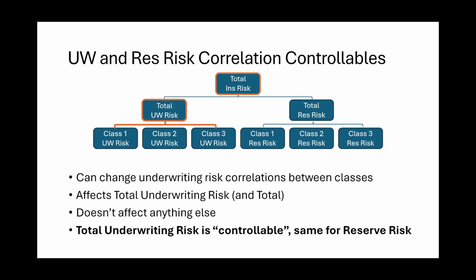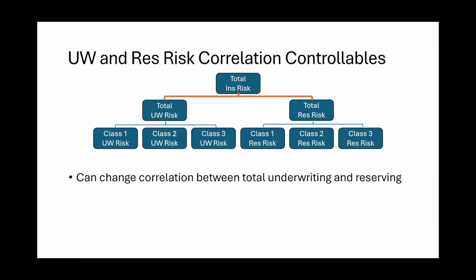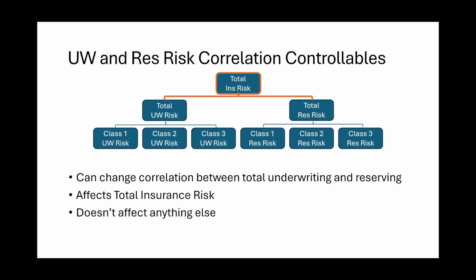So again, at this point, I would say that the total underwriting risk is controllable, and the same would be true for reserve risk. And in this structure, again, we can change that correlation strength between total underwriting and total reserve risk, and that's going to affect total insurance risk, and really nothing else. So total insurance risk, in this method, I would say is also controllable.